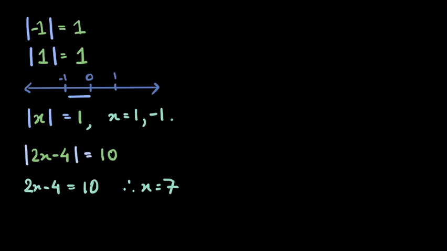That's the first answer. Now we consider the negative answer. 2x minus 4 is equal to minus 10. So this one equates to x is equal to minus 3, and we have both our values for x.